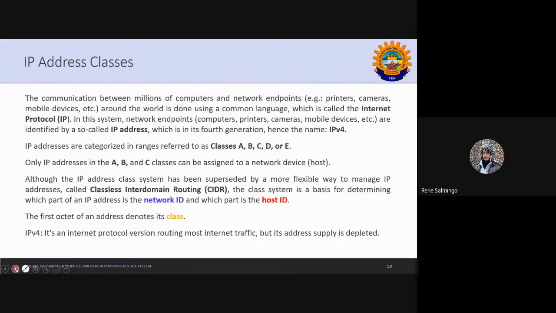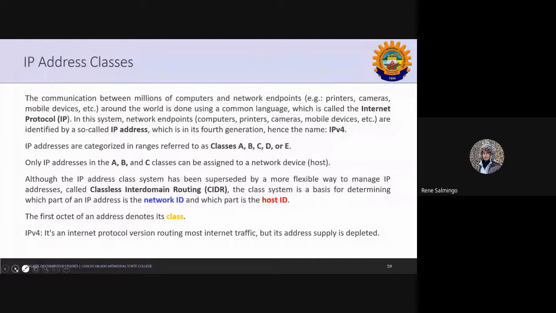So, address classes. In communication between millions of computers and network endpoints around the world, we are using a common language which is called Internet Protocol. In this system, network endpoints such as computers, printers, cameras, and mobile devices are identified by the IP address, which is in its fourth generation. We call it IPv4.